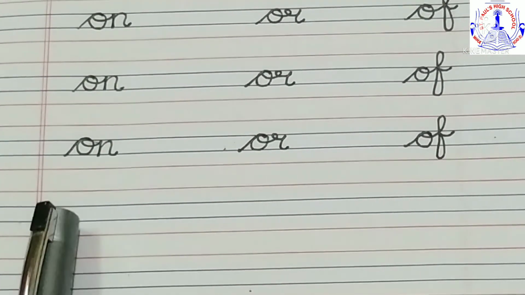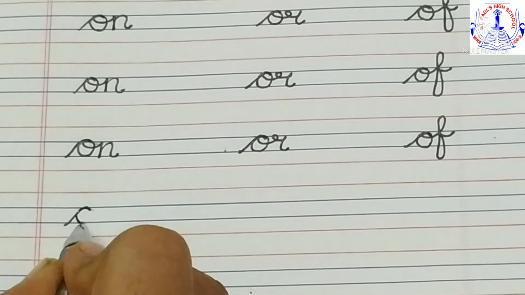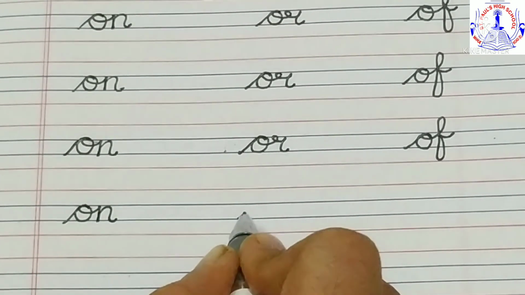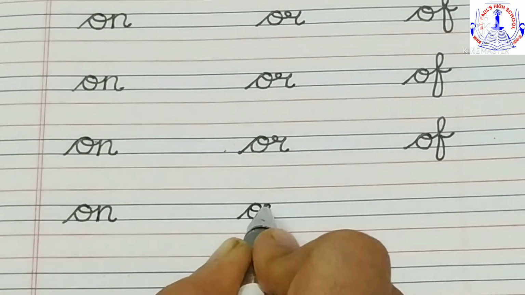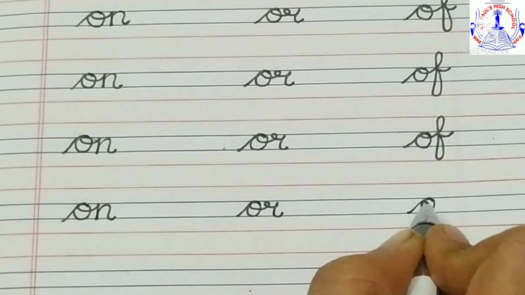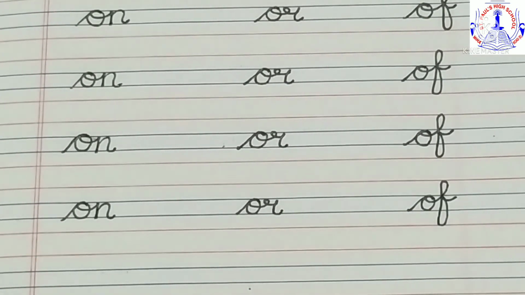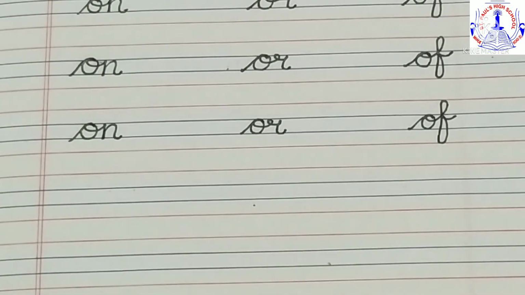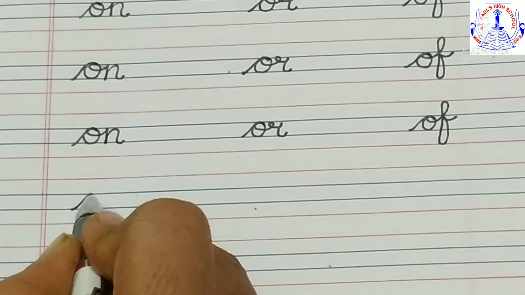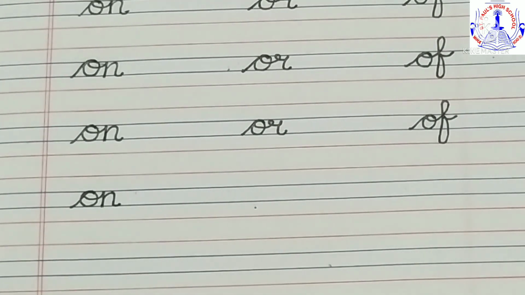So children, you always have to join the two letters. Complete the first letter and then join the second letter. As you can see how it is written. And always say and write O, F, off. This way you will learn to read and write very quickly. Join and write very neatly.